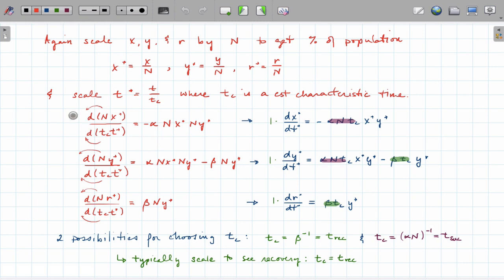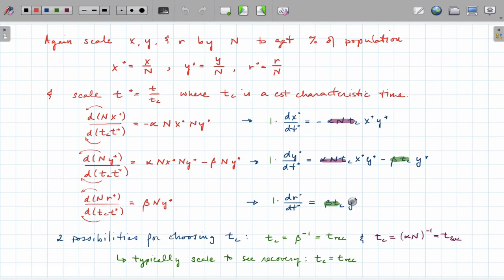And so multiplying through by tc over n, we end up with dx*/dt* equal to minus alpha n tc x* y*. Similarly, we're going to end up with dy*/dt* equal to alpha n tc x* y* minus beta tc y*. And then lastly, dr*/dt* is going to be equal to beta tc times y*. Again, the change terms are all weighted by a 1, so 100% of them is, so to speak, visible.